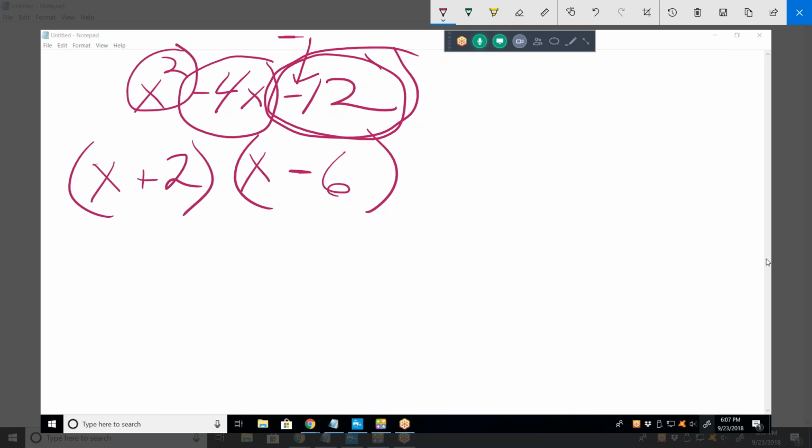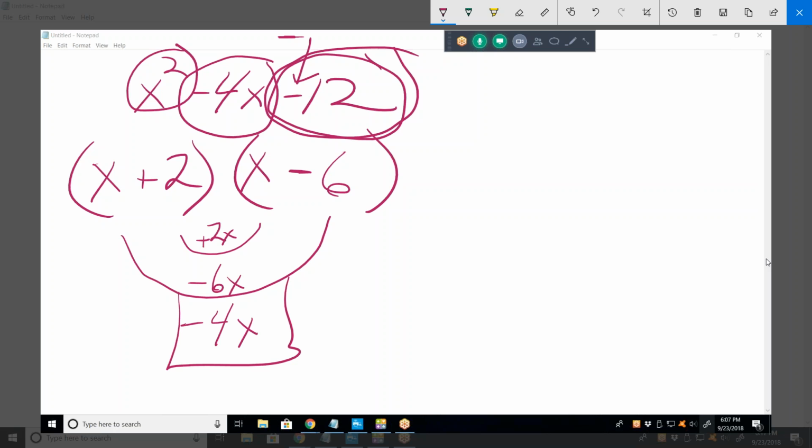And the middle term comes from the inside and the outside of the FOIL. Well, if I multiply the two insides, I get plus 2x. Multiply the two outsides, I get minus 6x. Add them together, I get minus 4x. That's our middle term. That means we did it correctly. But we don't have to multiply the whole thing out. That's a waste of time. So let's do it as fast as we can. The only terms you have to check are the inside and the outside.